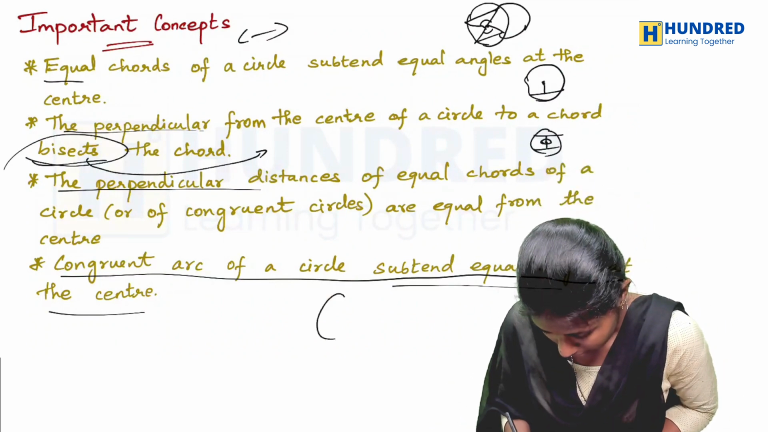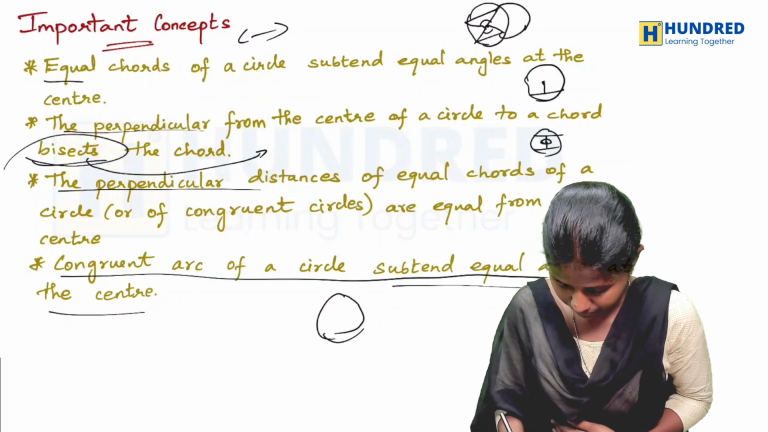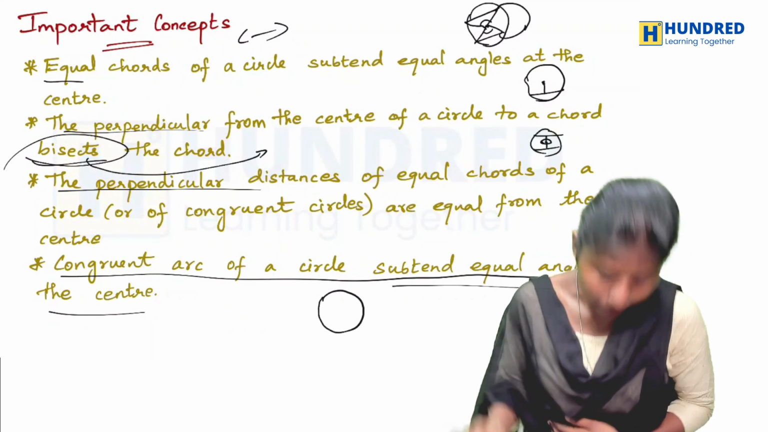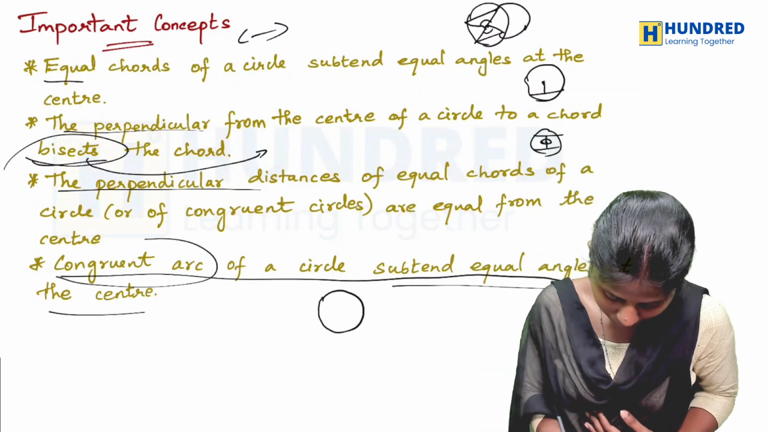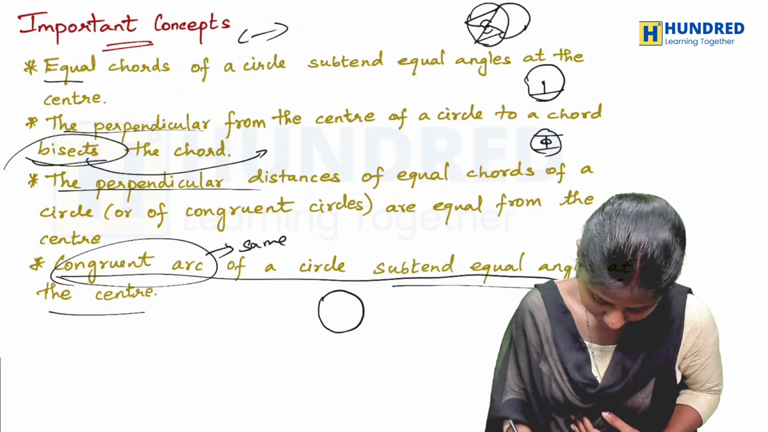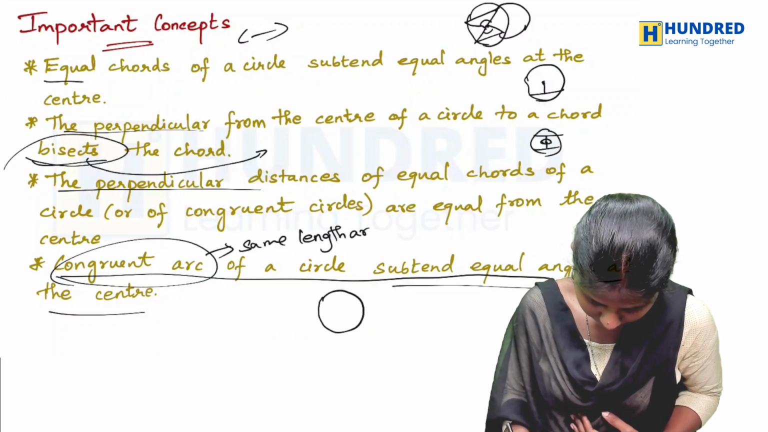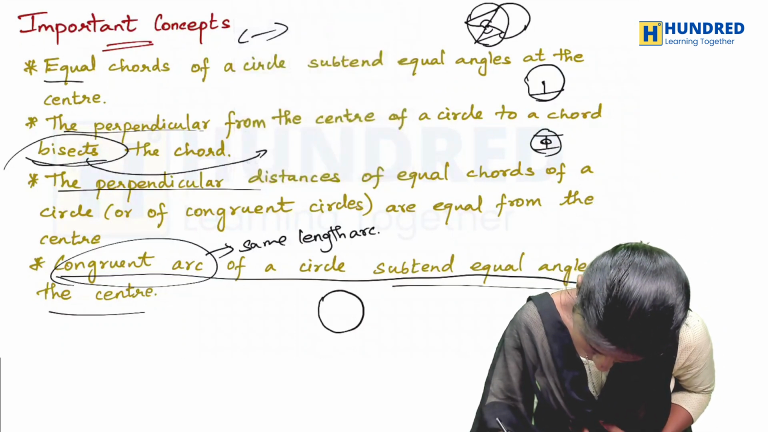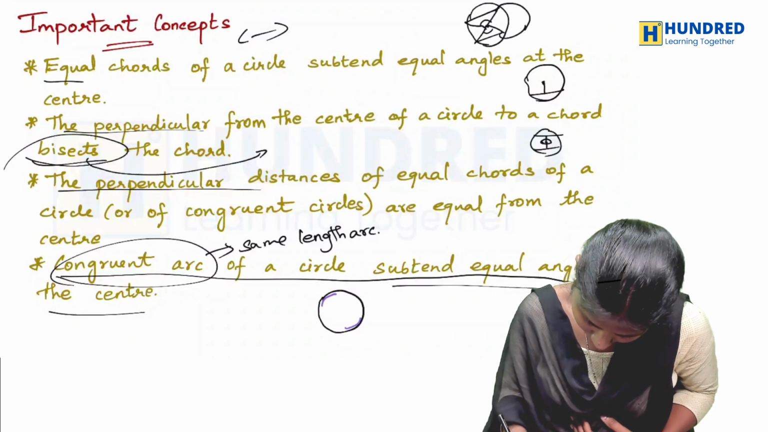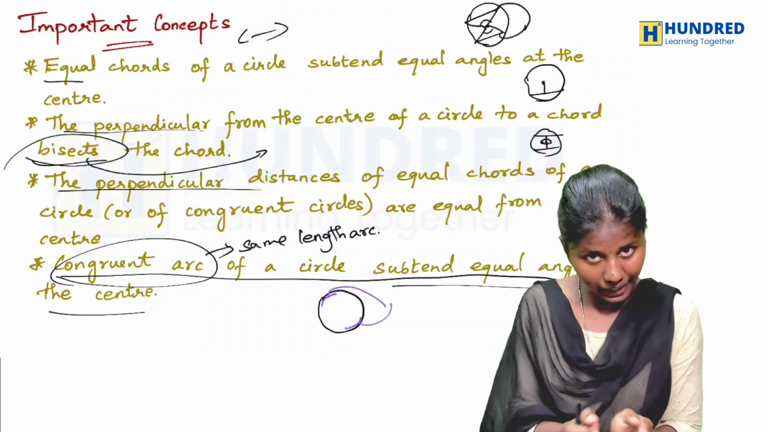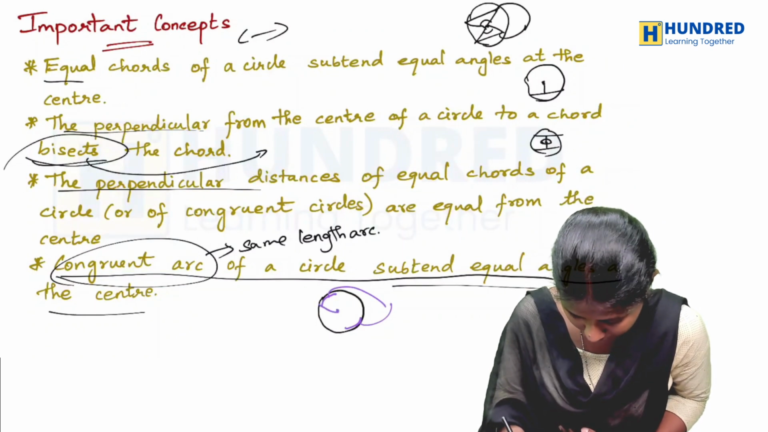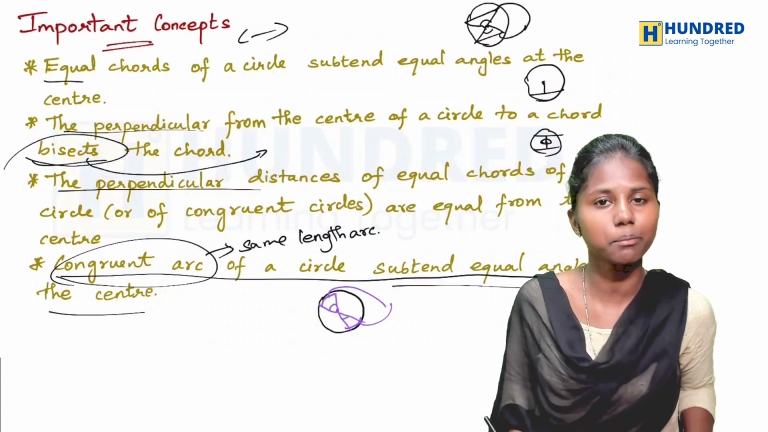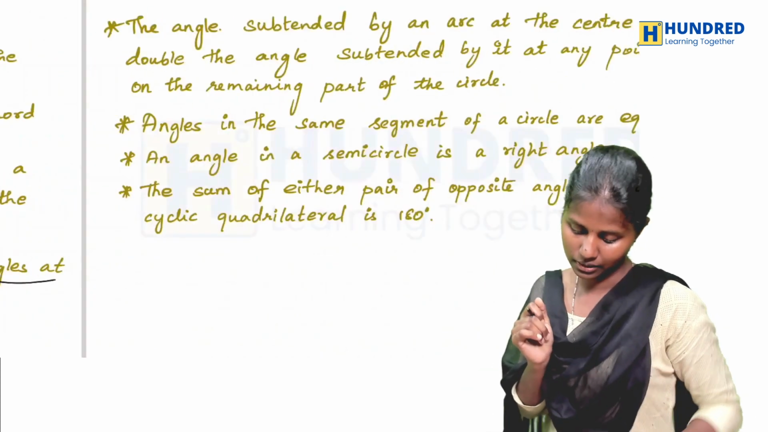If I am saying in a circle, same size. Congruent arc means same length arc. If I have two arcs of the same length, which make angles at the center, then these angles must be equal because of the equal length arcs.